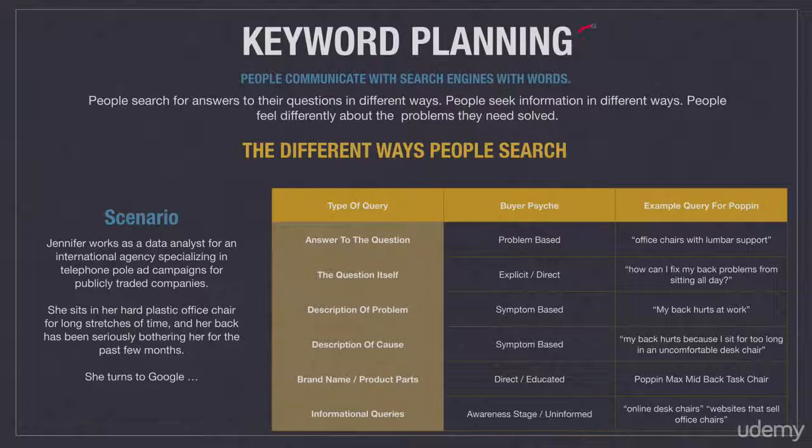really is keyword planning? Okay, so people communicate with search engines with words. People think with their brains, they think with thoughts, but Google and the search engines, they can't pick up exactly what we're thinking yet. They might be able to do that at some point soon, but not yet. And people search for answers to their questions in different ways, okay? And that's a very important concept that's going to be a recurring theme in this session. Everybody's different. People search for things in different ways.